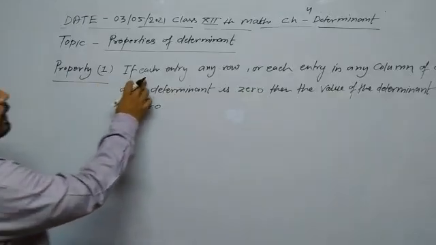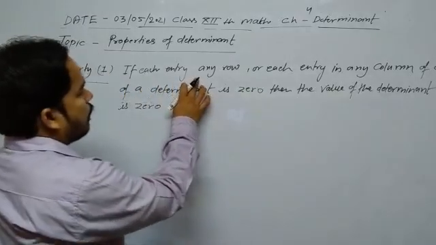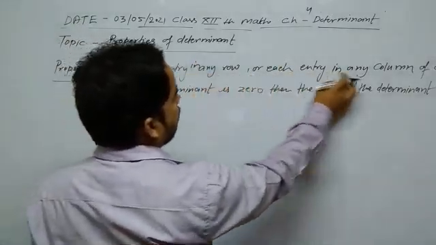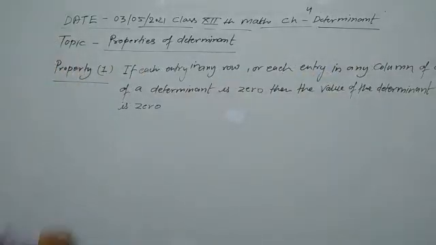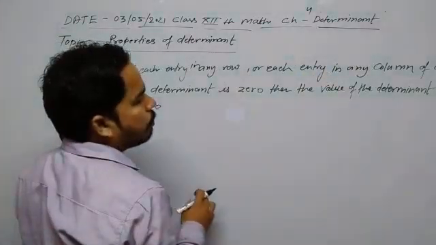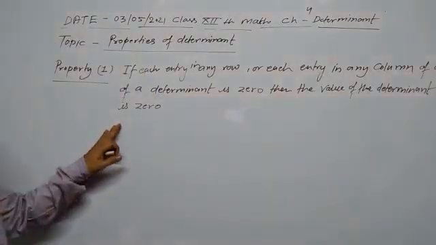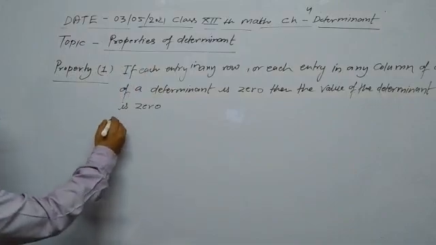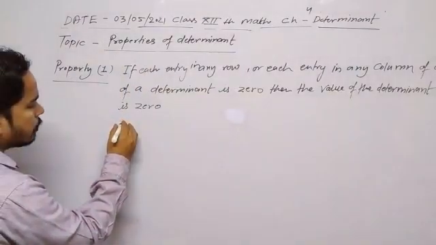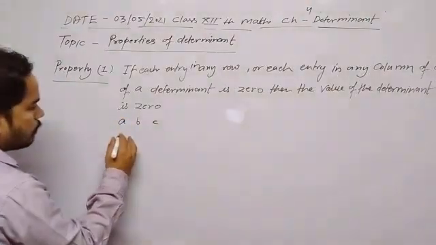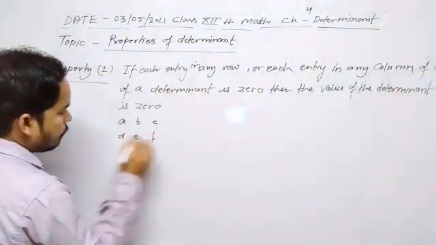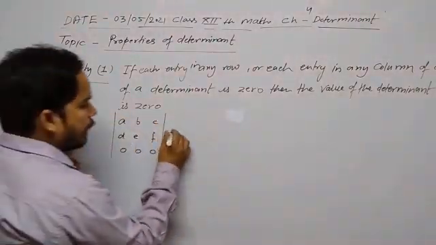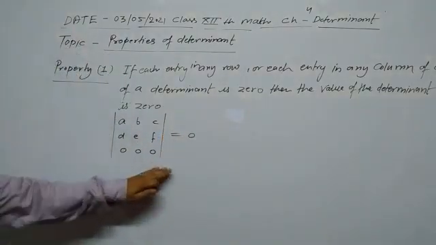If each entry in any row or each entry in any column of a determinant is 0, then the value of its determinant is 0. See the concept. Consider A, B, C, D, E, F, 0, 0, 0. Its result will be 0 because R3 is 0.